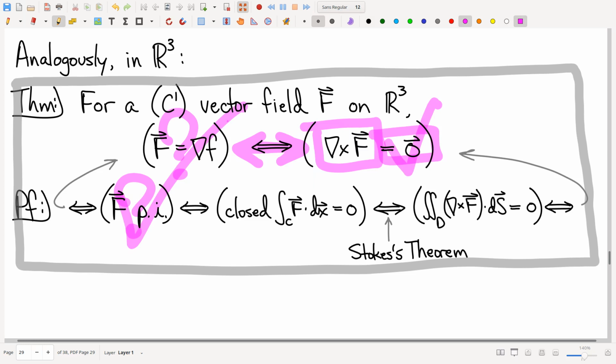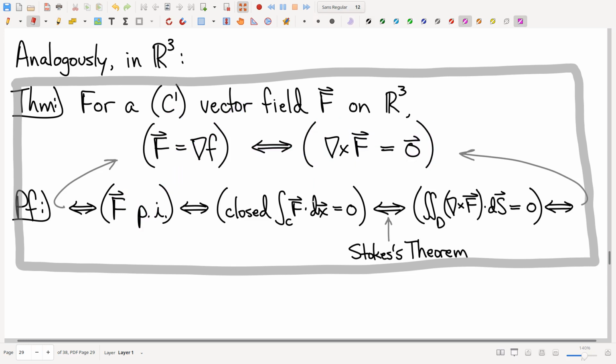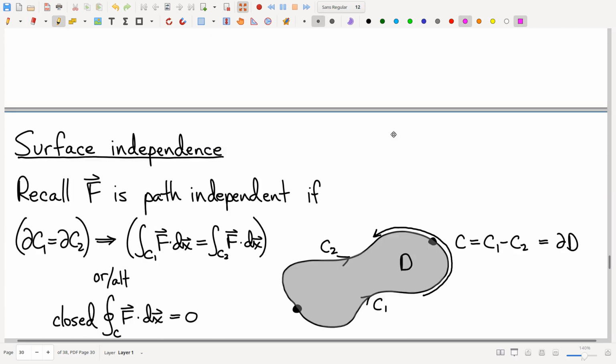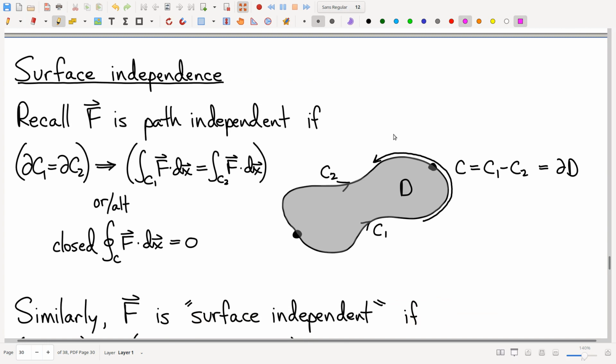All right, so that, like I say, fills in a blank that we talked about. Now we know why in 3 dimensions curl is our test. Okay. All righty. Okay, new idea.